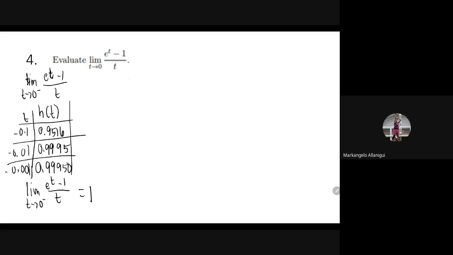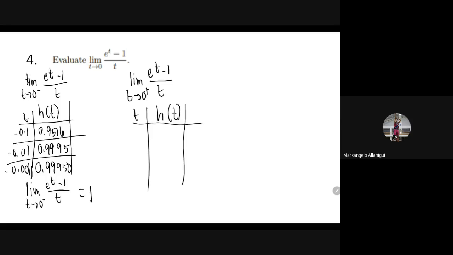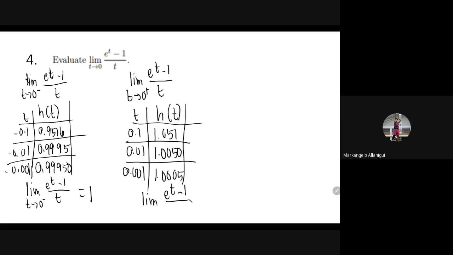Now let's take the right hand limit, e raised to the power of t minus 1 all over t as t approaches 0 from the right. We'll be using the same values, the opposite. We used negative 0.1, so we use here positive 0.1, 0.01, 0.001. When t is 0.1, that's 1.051. When t is 0.01, that's 1.005. When t is 0.001, that's 1.0005. Thus, the limit as t approaches 0 from the right is equal to positive 1.